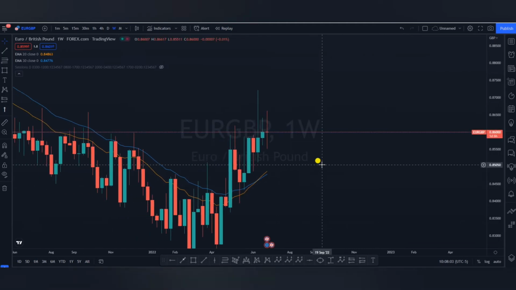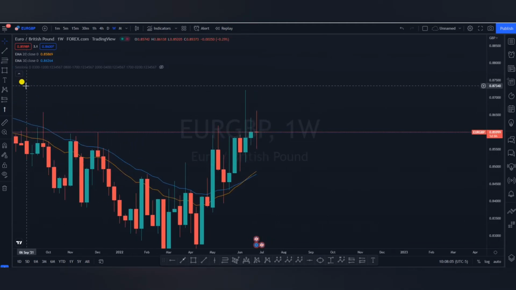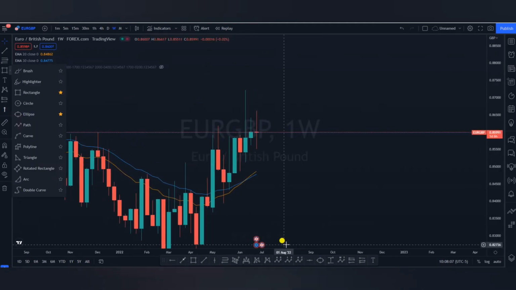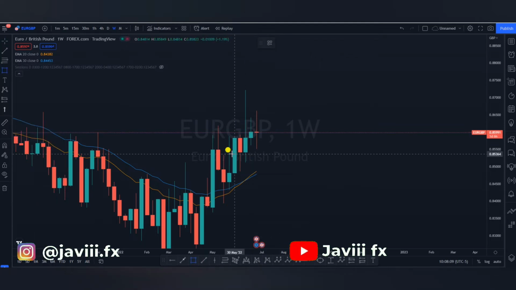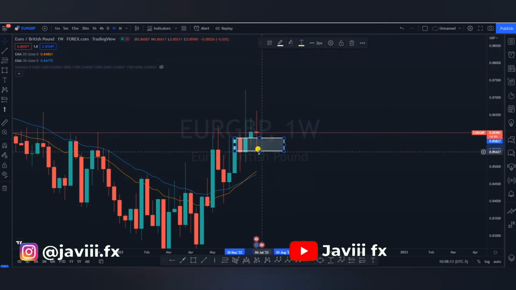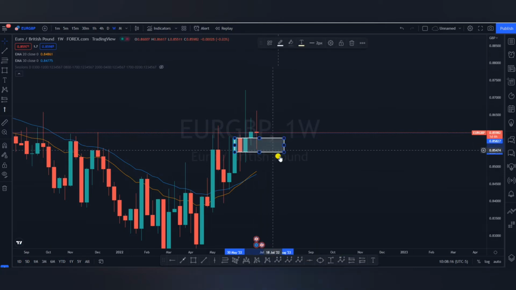Your GBP now, I noted this weekly order block that's right here, right? Obviously, there is some level of structure that could push the market upwards. So I noted that immediately after looking at it.